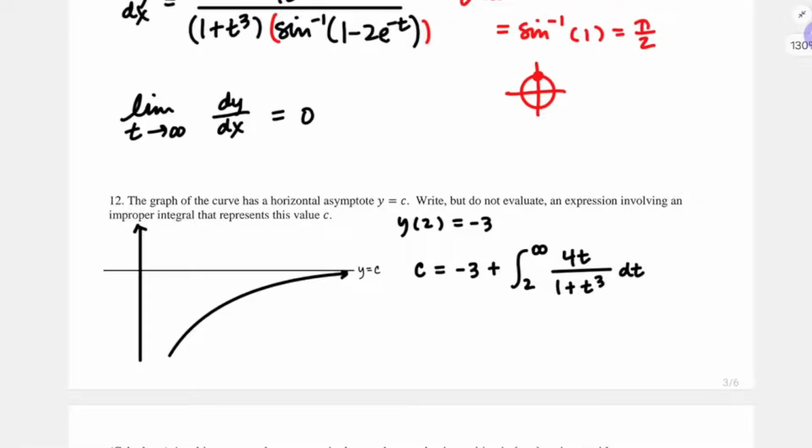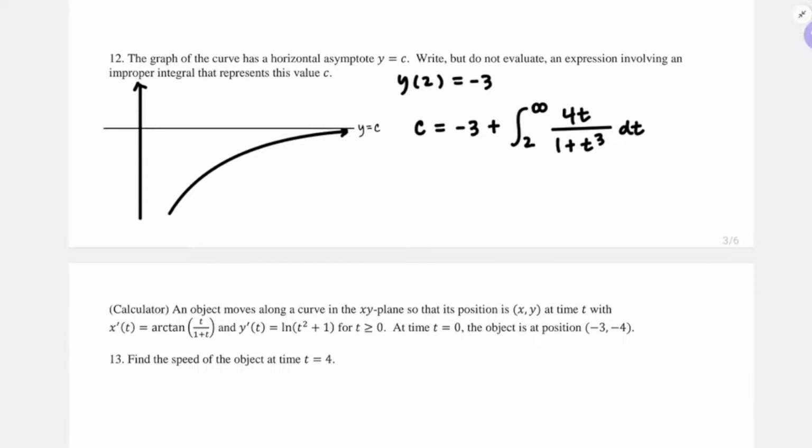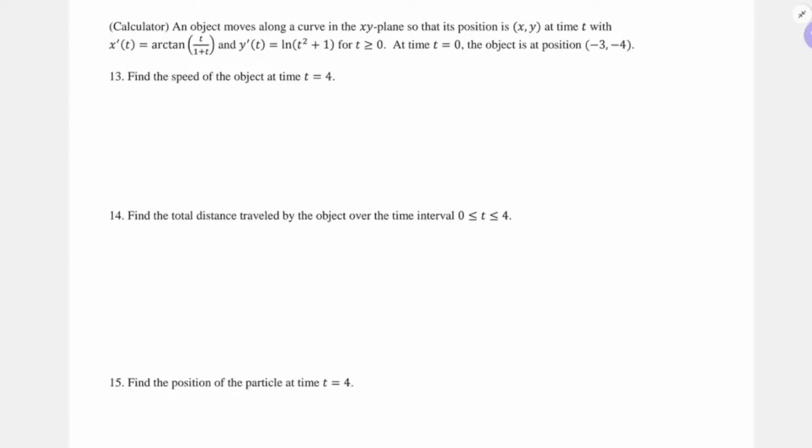All right, so that's going to be all for that one. Okay, now we've got another calculator one.